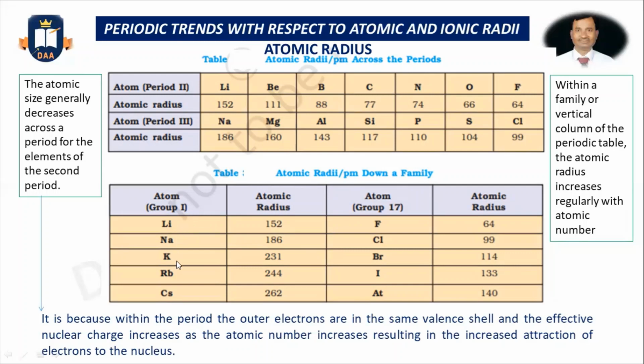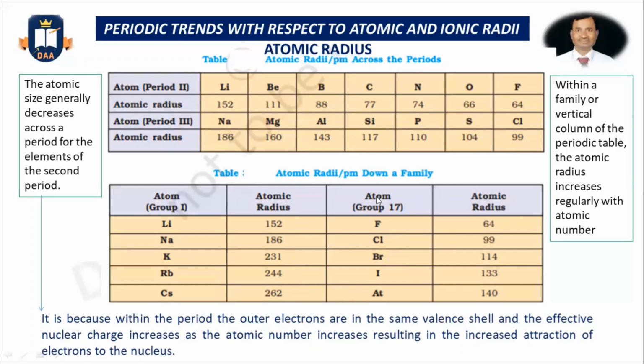If you consider the group, then for group number 1, atomic radius will increase. That means the least atomic radius is for lithium, and slowly it will increase for sodium, potassium, etc. In this way you can see. From lithium, the atomic radius is 152. For sodium, its atomic radius is 186, and slowly it will increase down the group.